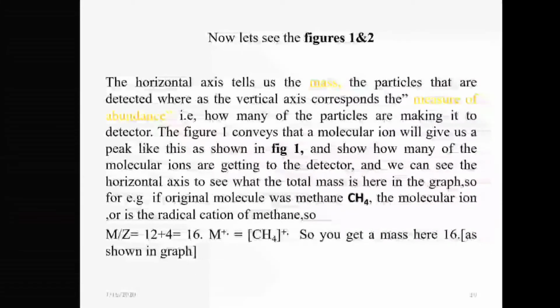So for example, if the original molecule was methane, the molecular ion is the radical cation of methane, so m/z equals 12 plus 4 equals 16. So the molecular ion equals methane. So you get a mass of 16, as shown in the graph.